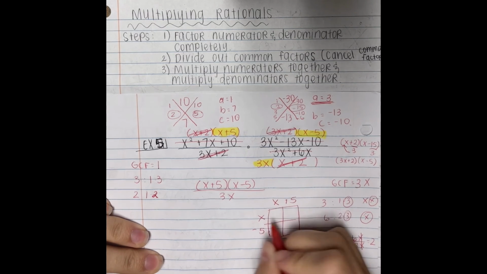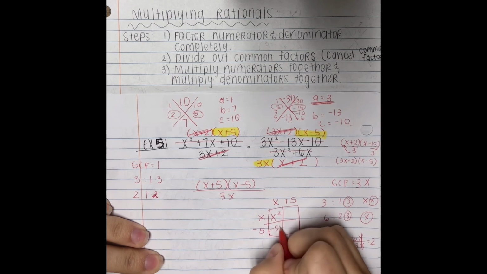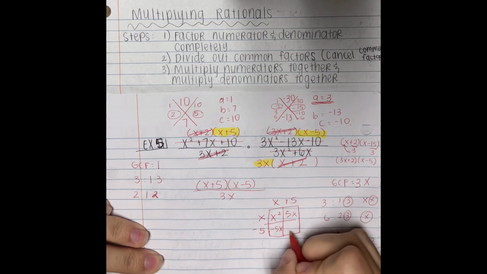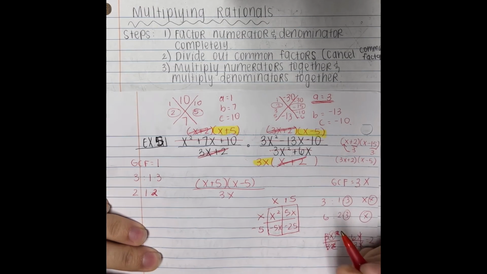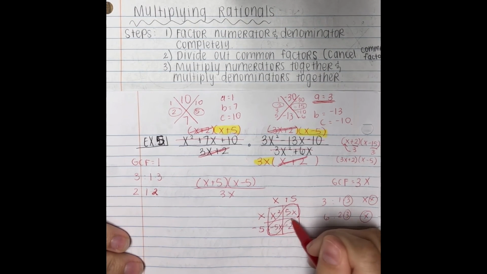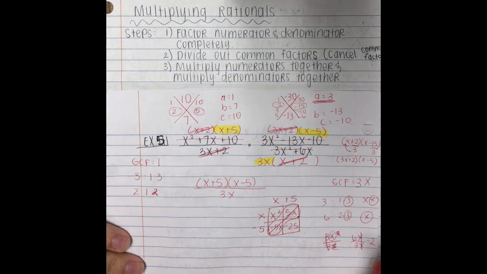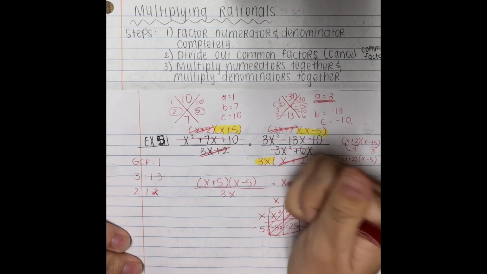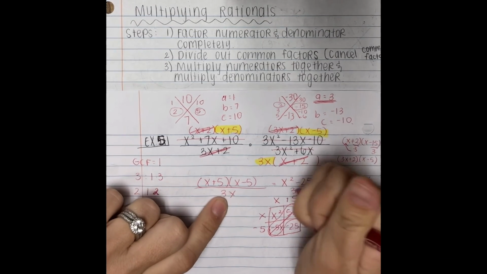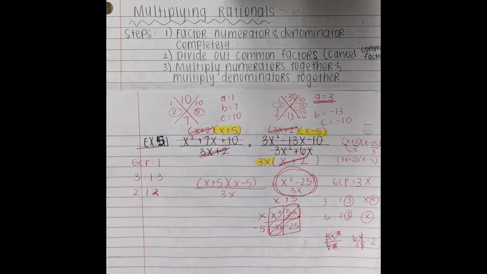Okay, x times x is an x squared. Negative 5 times x is a negative 5x. 5 times x is 5x. And 5 times the negative 5 is negative 25. Like terms on that diagonal, 5x's minus 5x's mean they cancel out. So you just end up with an x squared minus 25 on top, and then your 3x on the bottom. That's it.